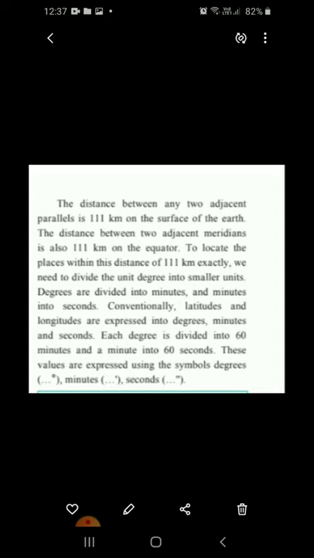At the equator, meridians are also at a distance of 111 kilometers. To locate a place within this distance of 111 kilometers exactly, we need to divide the unit degree into smaller units. Degrees are further divided into minutes and minutes into seconds. Conventionally, latitudes and longitudes are expressed in degrees, minutes and seconds. Each degree is divided into 60 minutes and a minute is divided into 60 seconds. Thus, these values are expressed using symbols. Can you see the symbols for degree, for minute and for second?